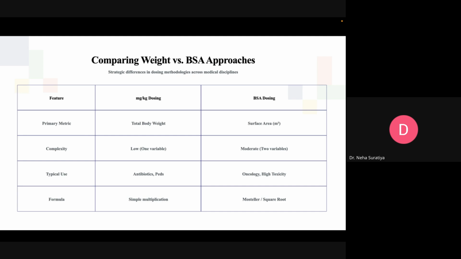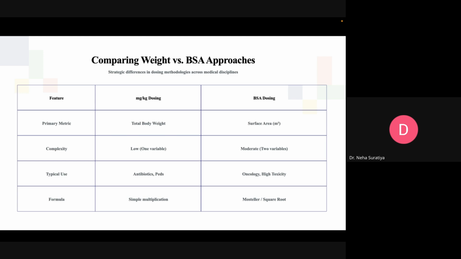Complexity: of course, mg per kg is simple, with one variable, while BSA is a moderate level we can consider. We need two variables. Of course, we need what? The BSA first and then the preferred dose. And a square root is also involved. So it is moderate, we can consider.